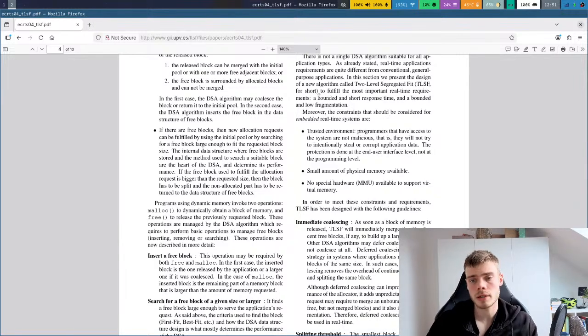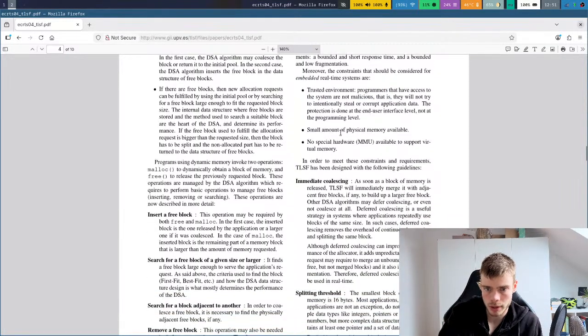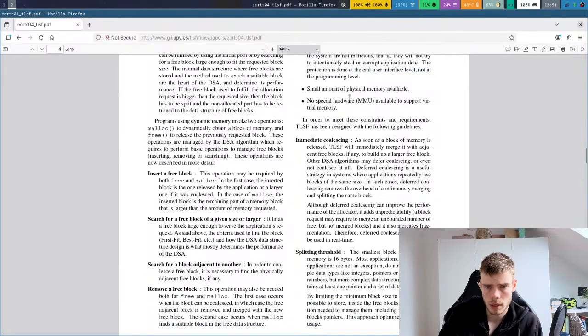Moreover, the constraints that should be considered for embedded real-time systems are: trusted environment. Programmers are not malicious, that is, they do not try to intentionally steal or corrupt application data. Protection is done at the interface level, not at the programming level. Small amount of physical memory available, and no special hardware available to support virtual memory.